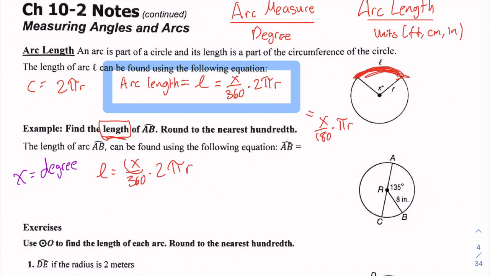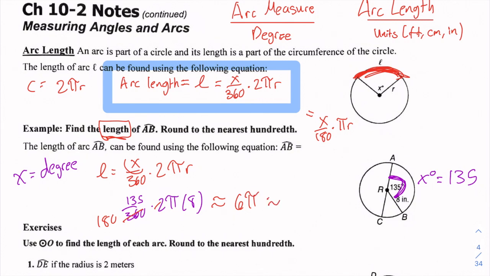So in this case, for AB, what's the angle? This here is 135 degrees. Since the central angle is 135, the arc measure is 135. So it'd be 135 over 360 times 2 pi. What's my radius? Radius is 8. You can do some math magic here. Now you can make this 180. Does it work out? So this is approximately 6 pi. 6 pi rounded to the nearest hundredth.